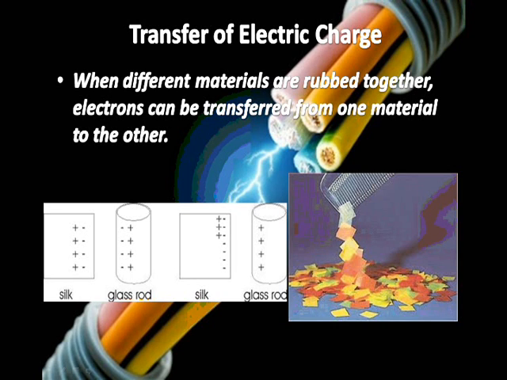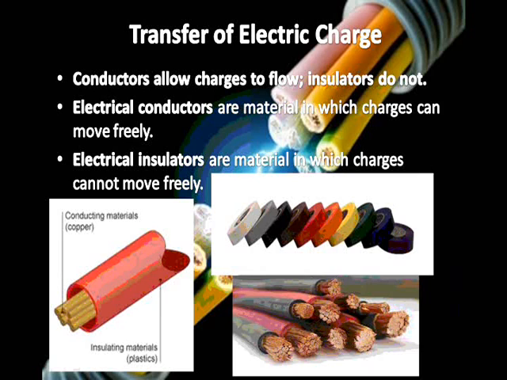This is how static electricity is transferred, and we'll talk about this in a little bit more detail. But first, let's talk about the things that can transfer electric charge. Conductors. Conductors allow charges to flow, so it allows electric charges to be transferred. Insulators do not allow electric charges to flow. So that means that when you have an electrical conductor, that electric charge can move freely. When you have an electrical insulator, electric charge cannot move freely.